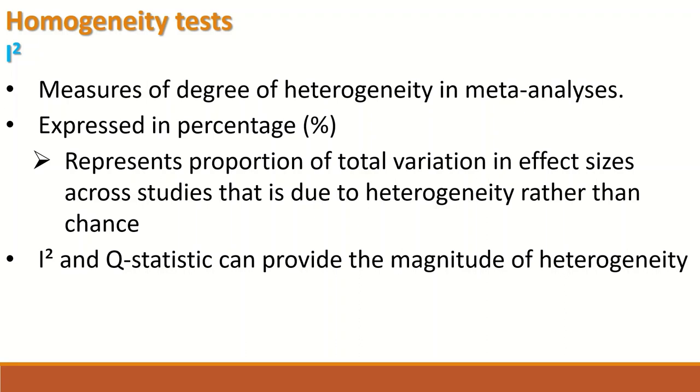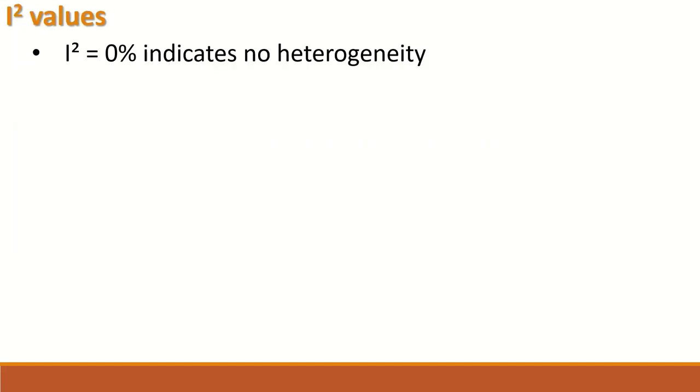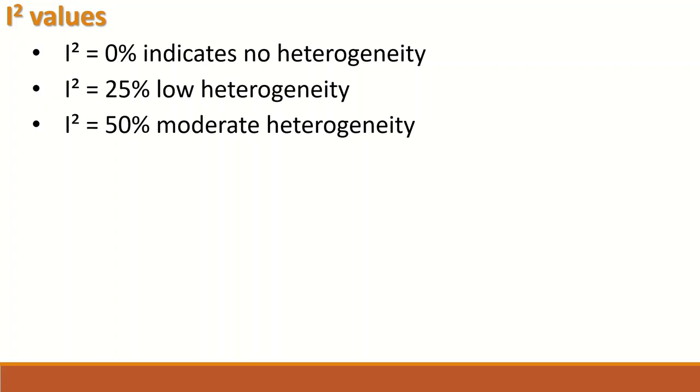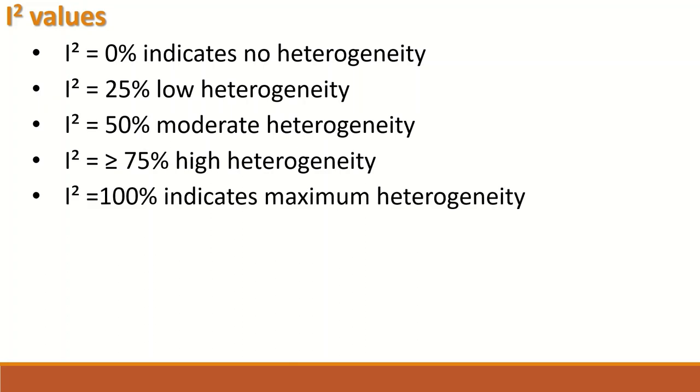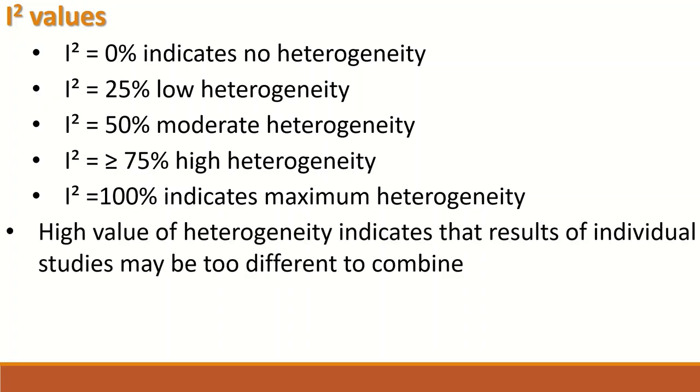And the I-squared and Q statistic can provide the magnitude of this heterogeneity. For the values of I-squared, 0% indicates no heterogeneity, 25% suggests low heterogeneity, 50% moderate heterogeneity, greater than 70% high heterogeneity, and 100% indicates maximum heterogeneity. So a high value of heterogeneity indicates that the results of individual studies may be too different to combine. So it's not a good idea to combine them if the heterogeneity indicator is high.